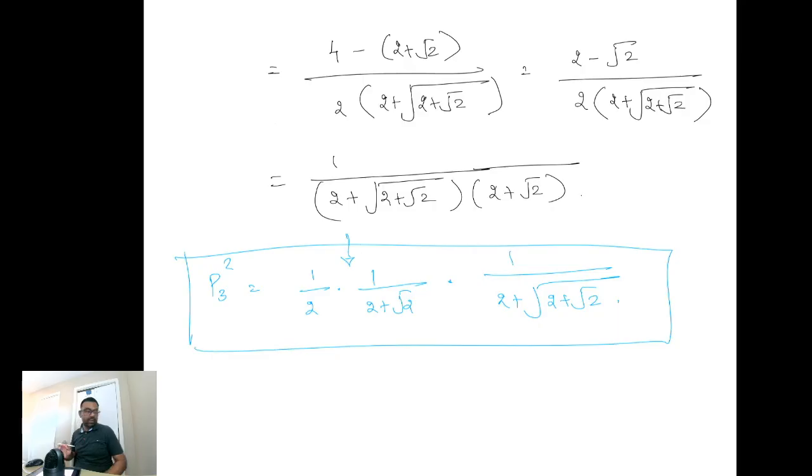So that basically cleans up the act to say that if you have p3 square, you're going to have a product of 3 terms. Each one of them will successively add another root 2 term inside that square root. So that's how we are going to play this.